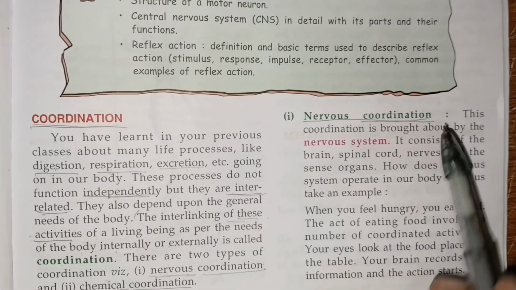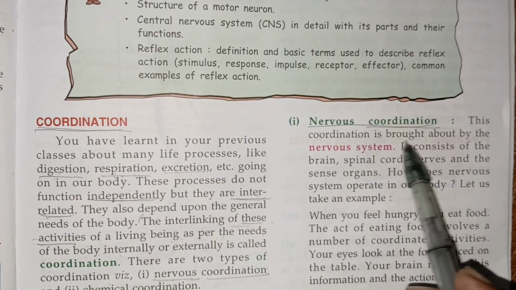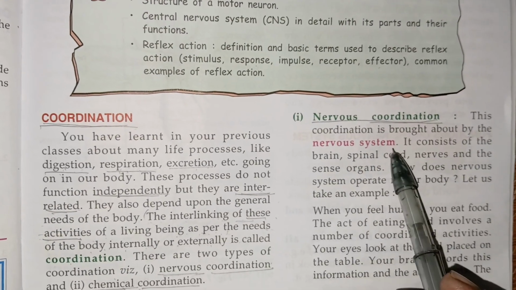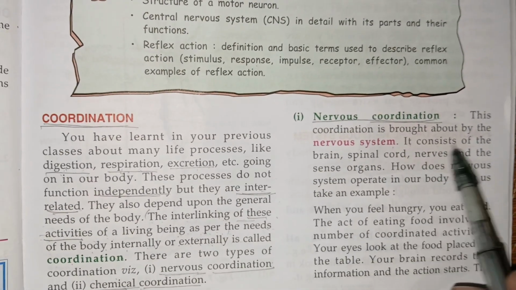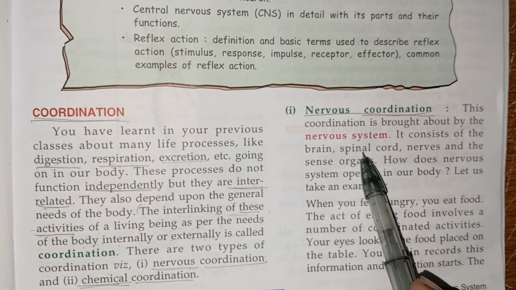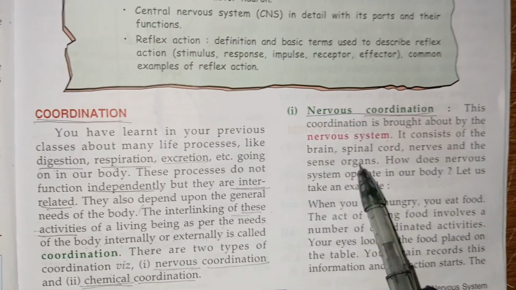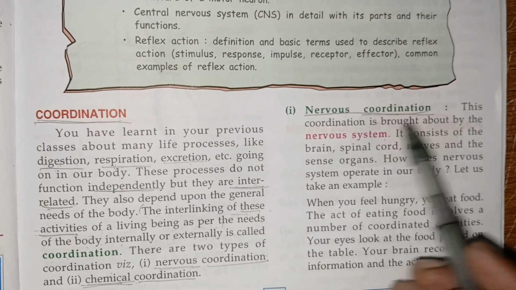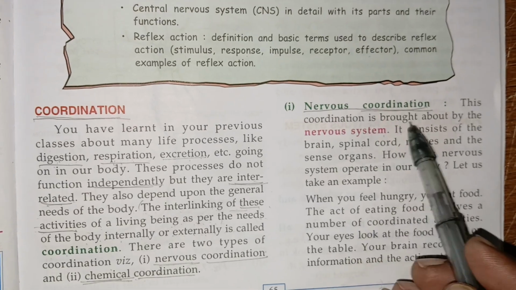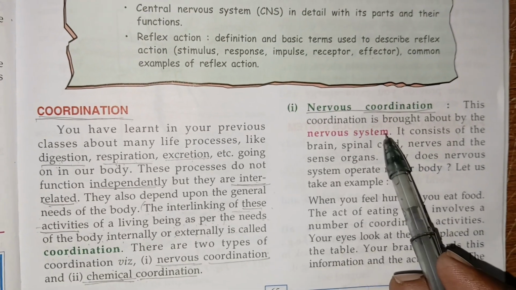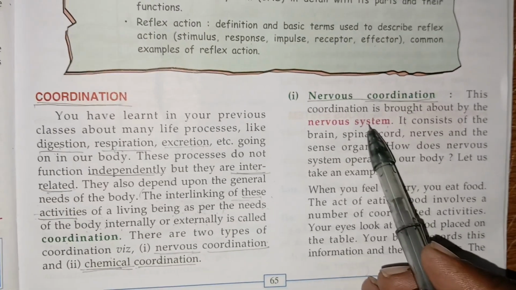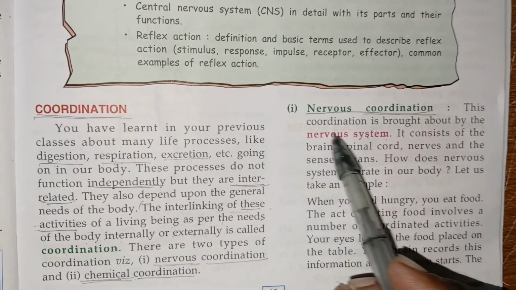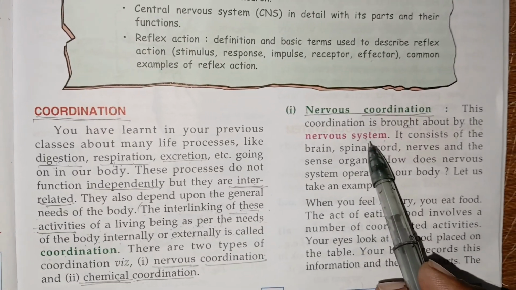So, nervous coordination. This coordination is brought about by the nervous system. It consists of the brain, spinal cord, nerves, and the sense organs. So, nervous coordination is brought about by nervous system. It is explained as nervous system.